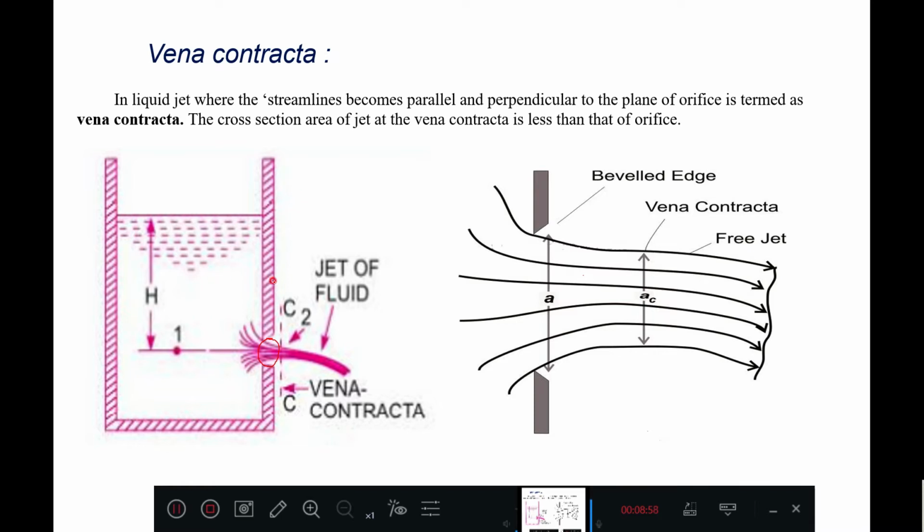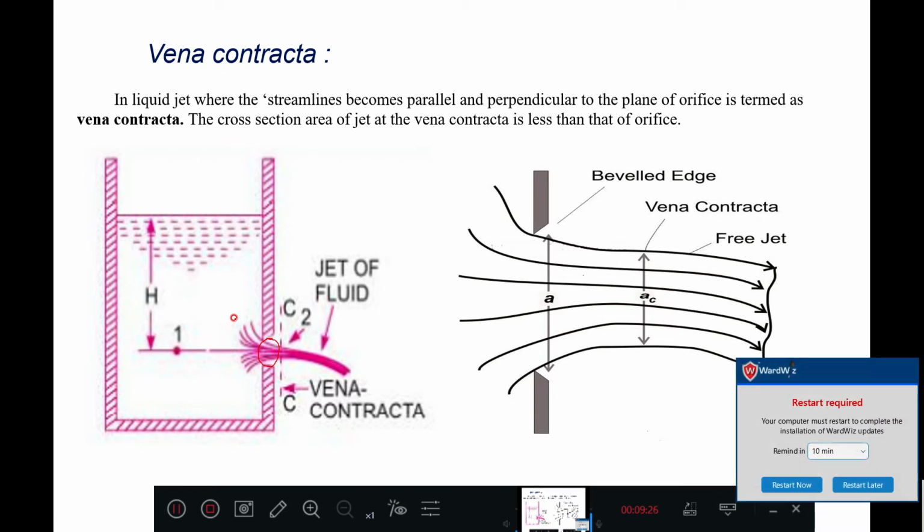While coming out, the water particles, or you can call it the streamlines of the liquid, may get contracted. These are called the veins of the liquid, which get contracted initially, then they diverge. Initially they contract, then they diverge, and hence the initial contraction of the liquid is what we call the vena contracta. Veins get contracted, hence the name vena contracta.